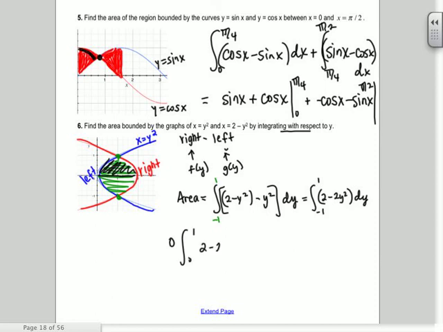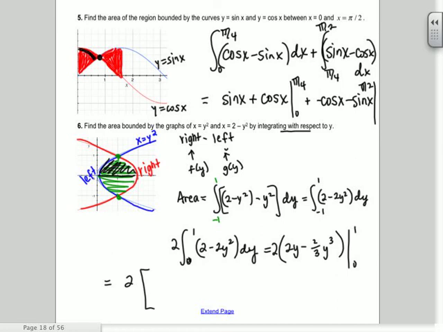So we're going from 0 to 1. All right, so I get 2y minus 2/3 y cubed. I don't know why I put a 0. All right, so I have 2 out front, and then I'm going from 0 to 1. I have 2 on the outside.